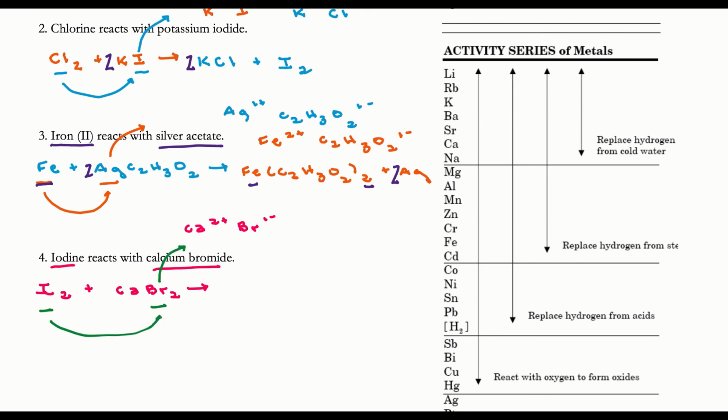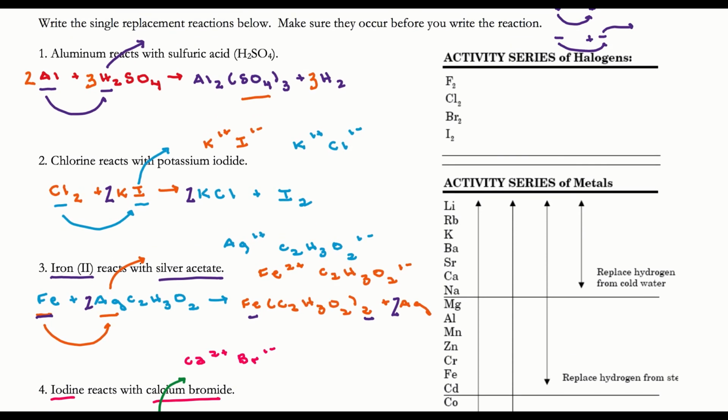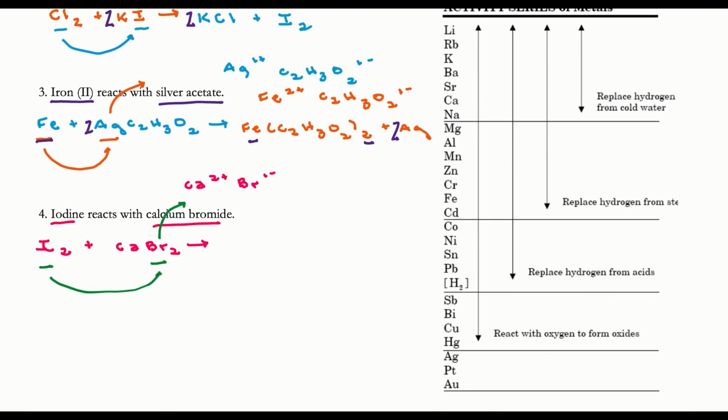Let's check to see if this reaction actually occurs. Iodine needs to be higher on the activity series than bromine, while iodine is actually lower on the activity series. So I know that this reaction will not occur. There will be no reaction.